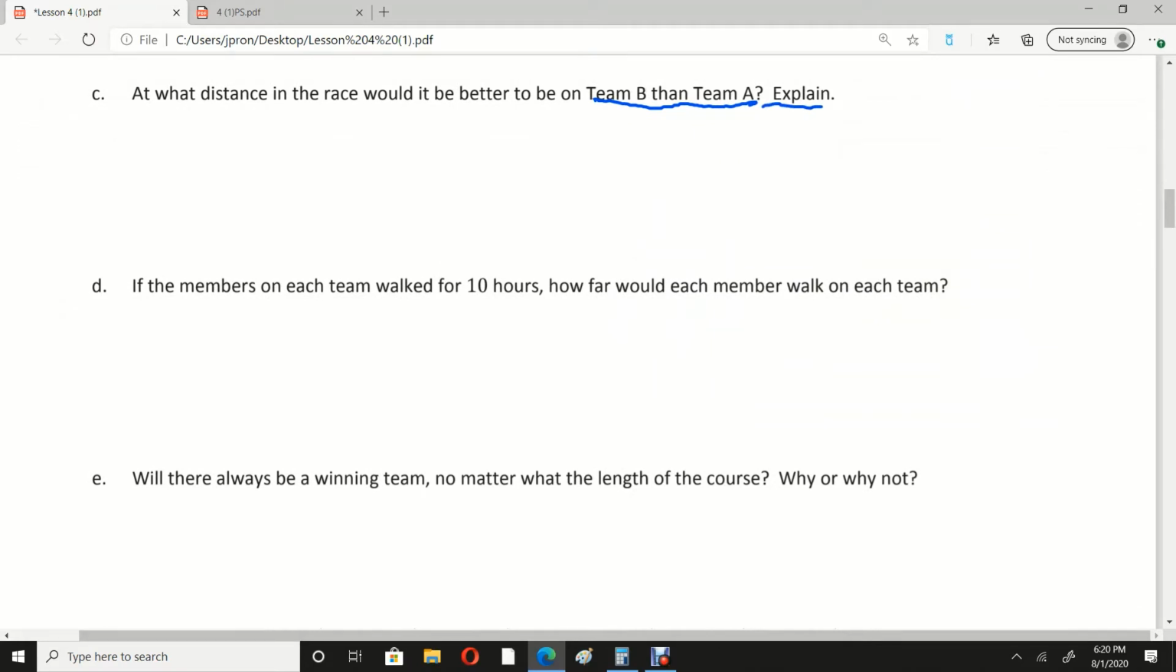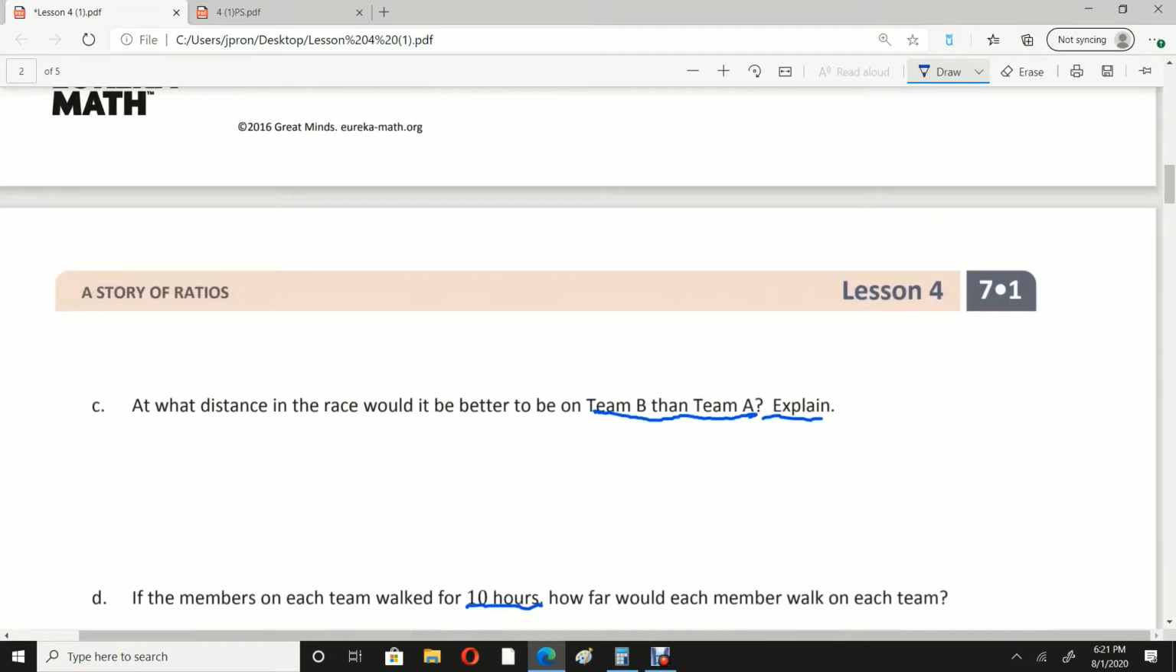If the members on each team walked for 10 hours, how far would each member walk on each team? If each team member walked 10 hours. Oh, right. I don't think we have that many hours on the chart, right?